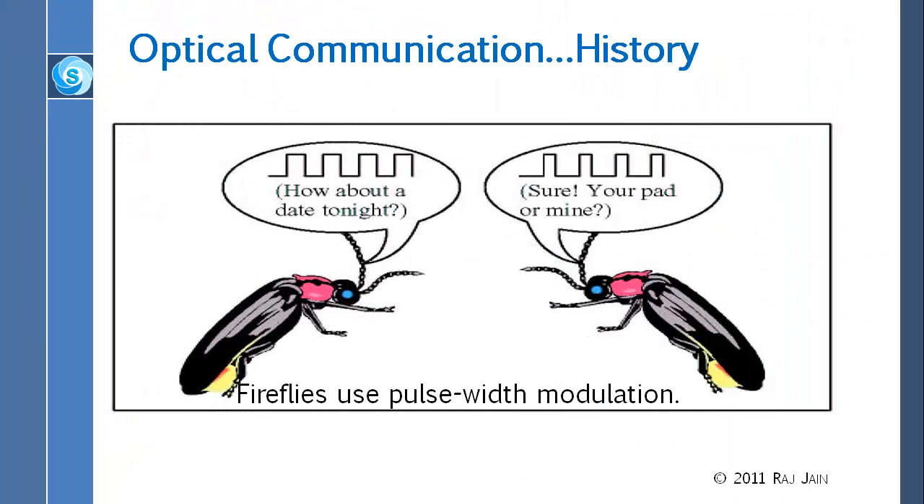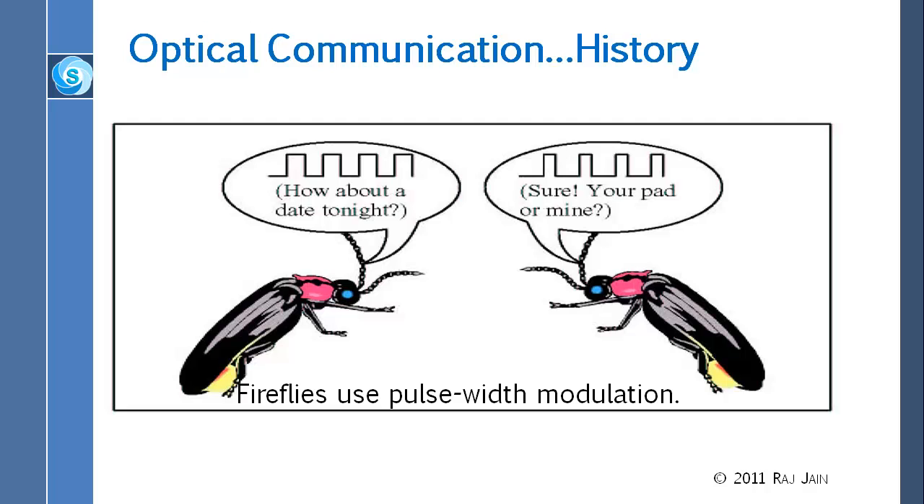showing that we are not the first one. Human beings are not the first to use optical communication. It has been used since the beginning of time by fireflies for a very useful purpose. When you see fireflies, their optical signals are not random. They use something called pulse width modulation. The width of the pulse says something. And with that, let's go to how we do it now.